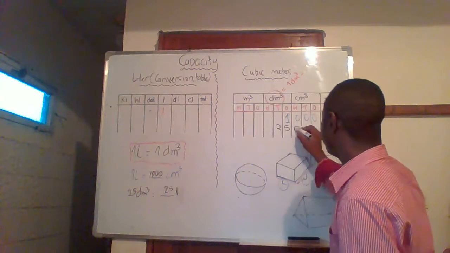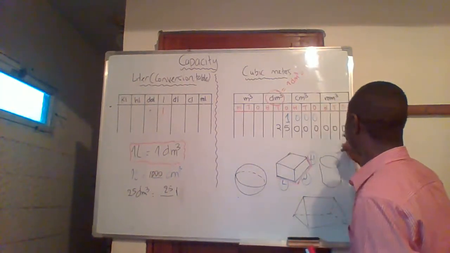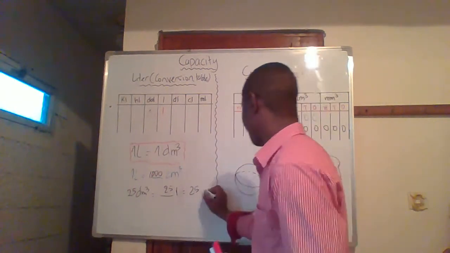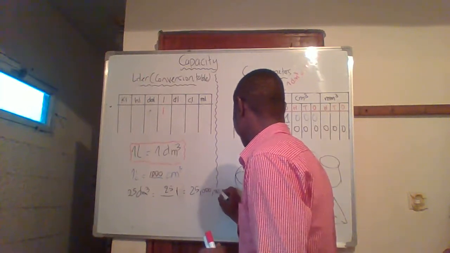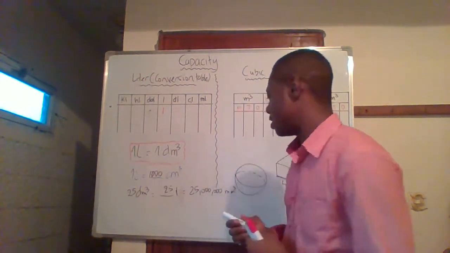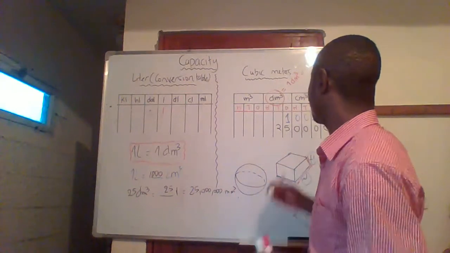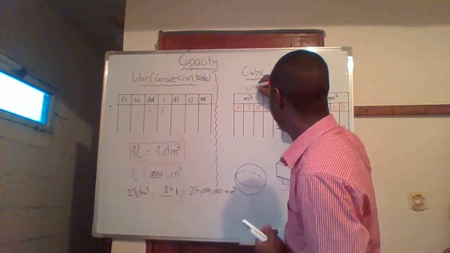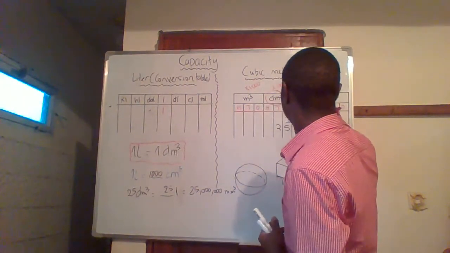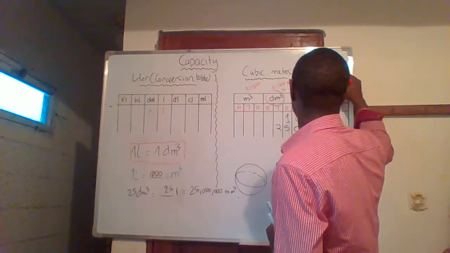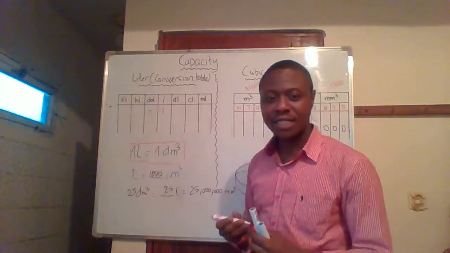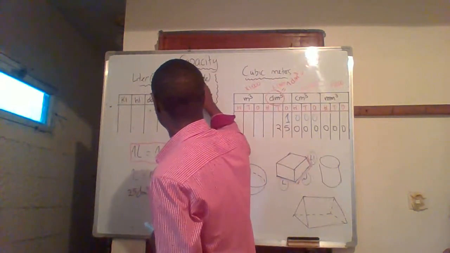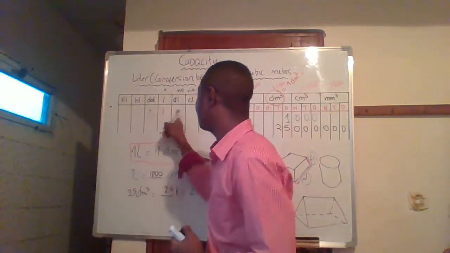So all I need to do is add 0, 0, 0, 0, 0, 0 until there. So it gives me 25 million cubic millimeters. So we basically multiply times 1,000 here, times 1,000 there, times 1,000 here, and times 1,000 here. You can expand the table if you want. And here we multiply times 10, times 10, times 10, times 10.